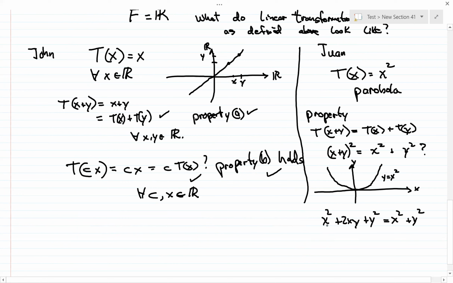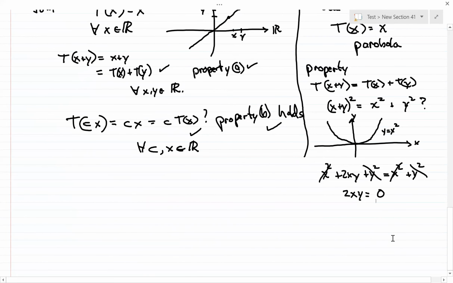No. Why not? Because if this were true, then the X squares would cancel and the Y squares would cancel, and you'd have 2xy equaling 0. And that wouldn't hold for all X and Y, right? Because this has to hold for all X and Y. That's part of the property A, right? For all X and Y and R.